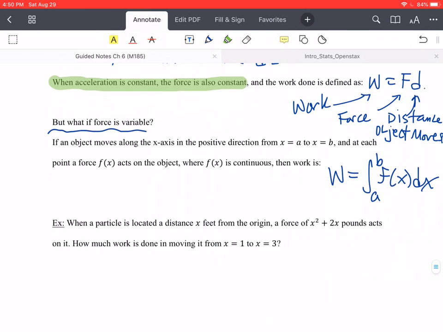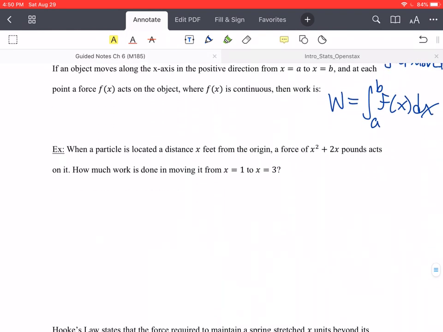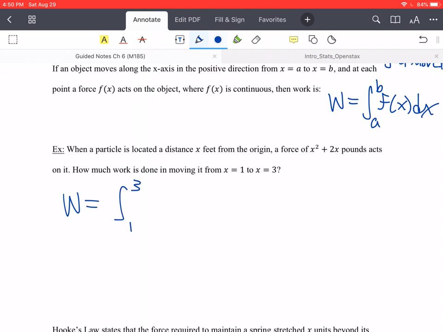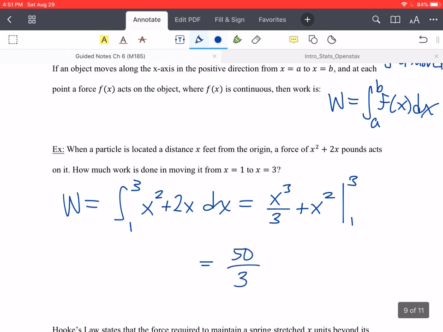So let's look at an example. When a particle is located a distance x feet from the origin, a force of x squared plus 2x pounds acts on it. How much work is done in moving it from x equals 1 to x equals 3? So we have work is the integral from 1 to 3 of x squared plus 2x dx. Antiderivative, get x cubed over 3 plus x squared from 1 to 3. And that is 50 over 3. You could write it as a decimal as well, but this is an exact answer.